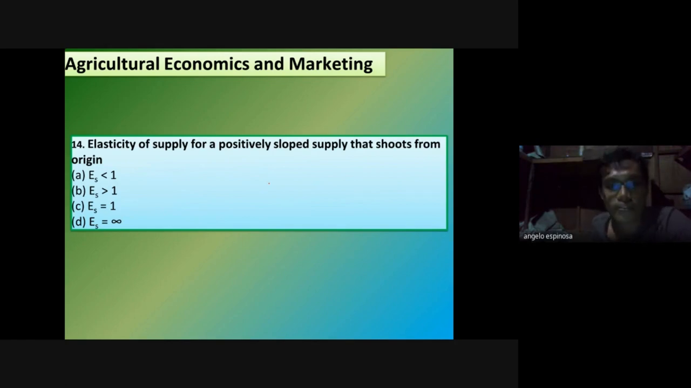Okay? Number 14, elasticity of supply for a positively sloped supply that shoots from origin. So, from this one is the origin, right? Dito, from origin. So, that is what we call is equals to 1. That is letter C. Okay?